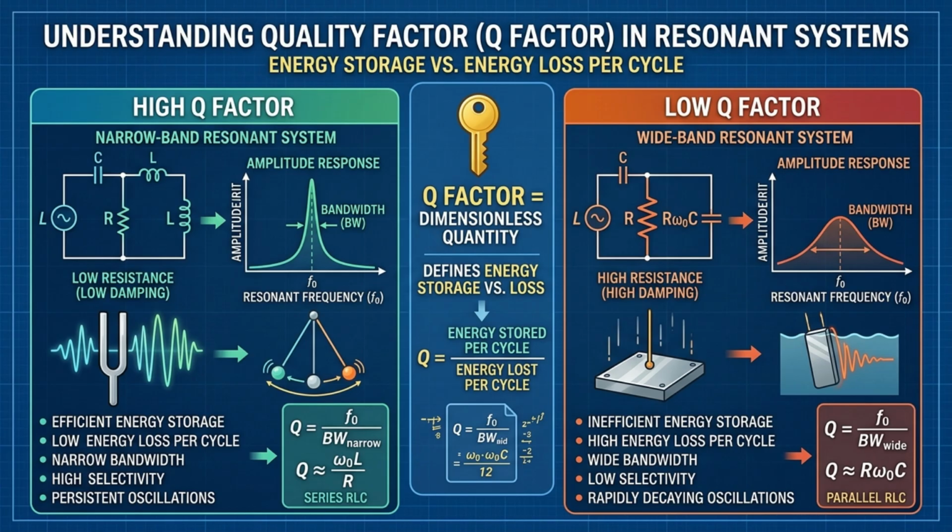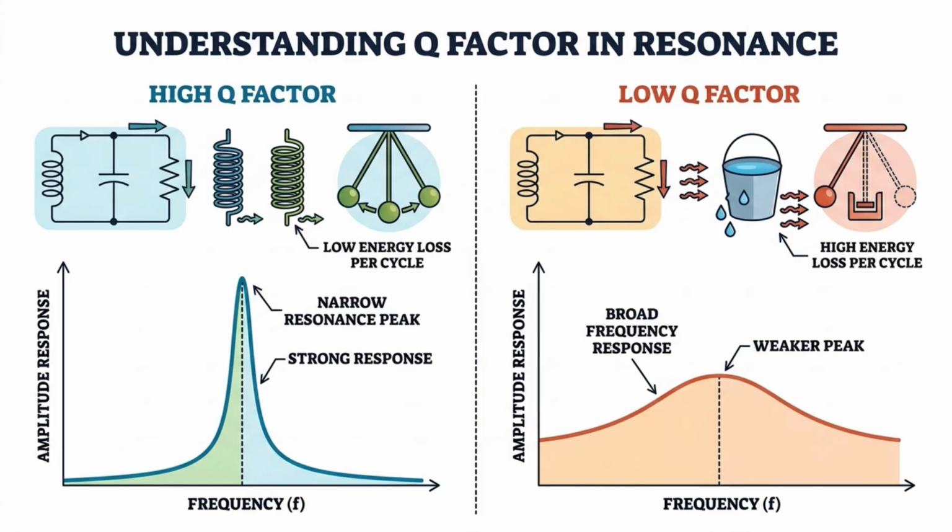The quality factor, or Q factor, is a dimensionless quantity that describes how efficiently a resonant system stores energy compared to how much energy it loses in each cycle. It is one of the most important parameters in understanding the behavior of RLC circuits and resonant systems. In simple terms, Q factor tells us how sharp a resonance is.